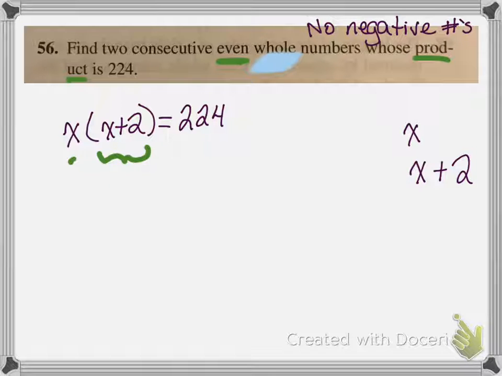Now, do we know how to solve this equation? We do. The way that we solve it is by multiplying everything out and setting it equal to 0. Do you know how to do that? Yes, you do know how to do this. So what I want you to do now is distribute the x. On your paper, distribute the x.